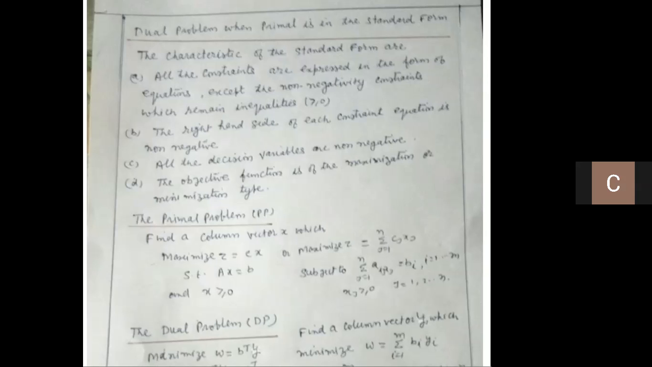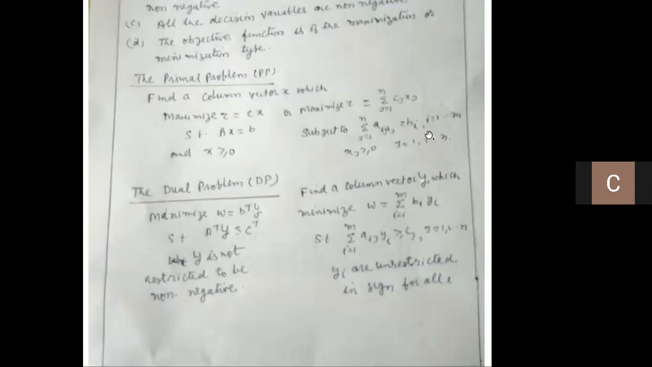Then its dual is: minimize W = bTy such that ATy ≥ cT and y is not restricted to be non-negative. और explicit form में minimize W = summation i = 1 to m bi yi such that summation i = 1 to m aij yi ≥ cj, j = 1 to n. The yi are unrestricted in sign for all i.